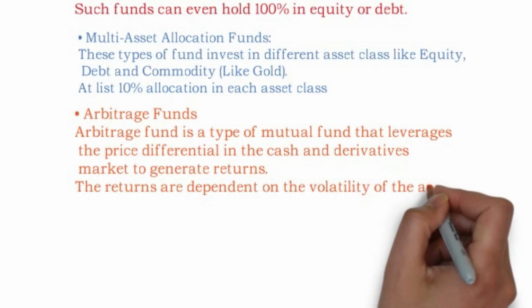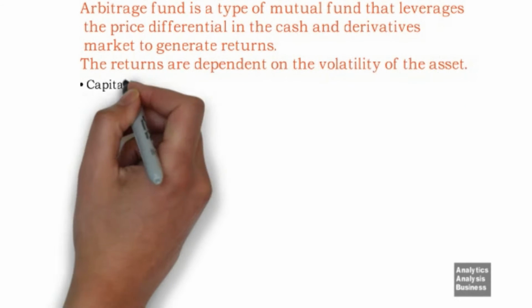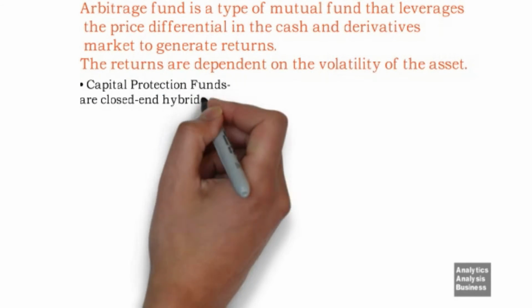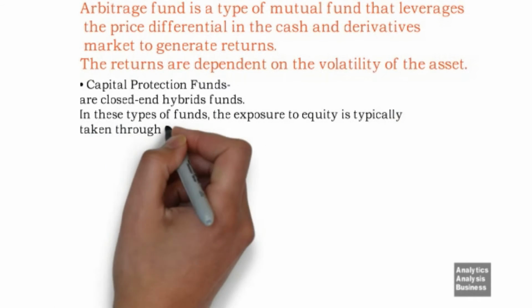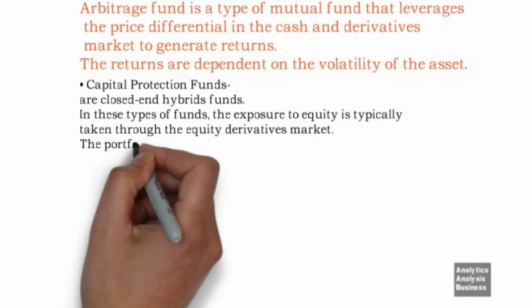The returns are dependent on the volatility of the asset. Capital protection funds are closed-end hybrid funds. In these types of funds, exposure to equity is typically taken through the equity derivatives market.